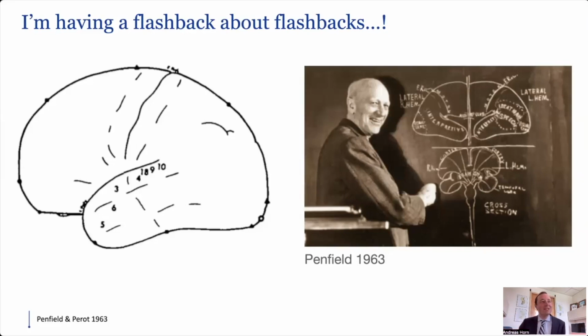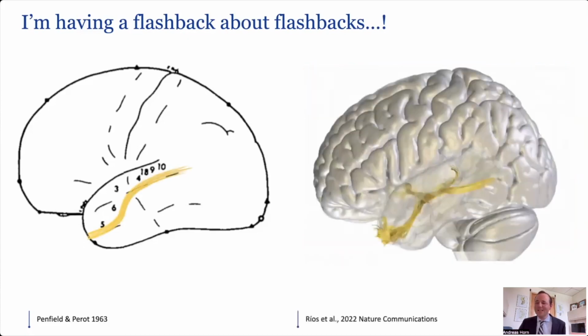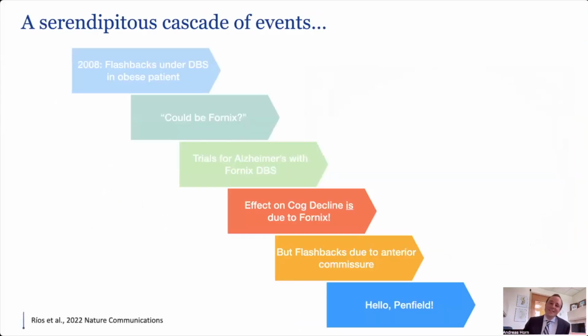And the AC connects this with, yes, if we draw this in and compare it to our network, it really seems to be this network, right? So this is such an interesting historical development. We had the flashbacks. They led to, could be fornix, led to trials. These trials were more or less effective, right? And the effect on the cognitive decline was the fornix. Lozano was right, but then the flashbacks themselves that led to the whole thing were likely more due to the anterior commissure. And we say, serendipity is concluded. Hello, Penfield. We are in Montreal.